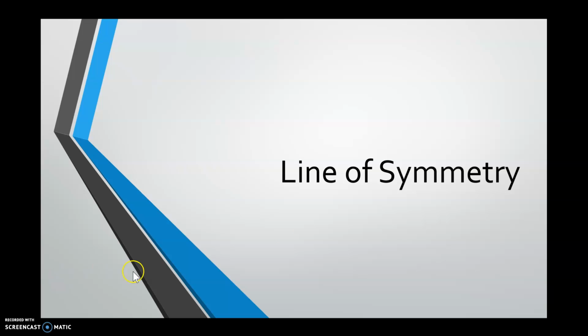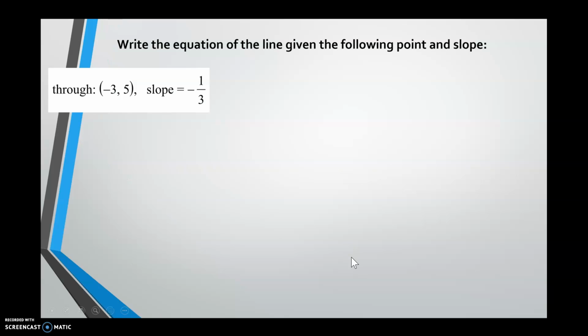Hey guys, I want to go over your line of symmetry notes that we did in class. Before I do that though, I want to go back and refresh our memories on how you write the equation of a line given a point and a slope. So I know we're all familiar with this guy, y is equal to mx plus b.